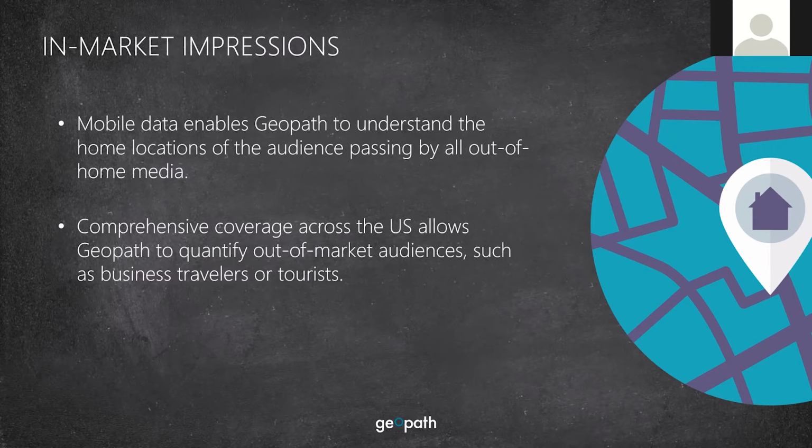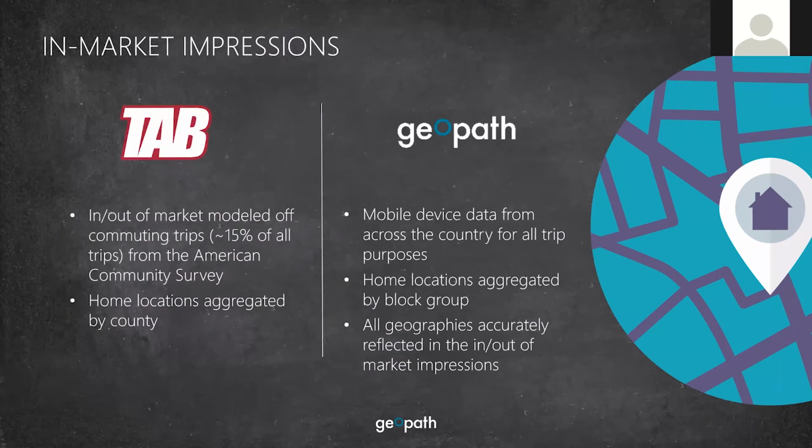So go to the next slide real quick. And so this is also coming from the mobile device information. We can aggregate this up, and we can look at the home locations by block group in a very safe and anonymous fashion.